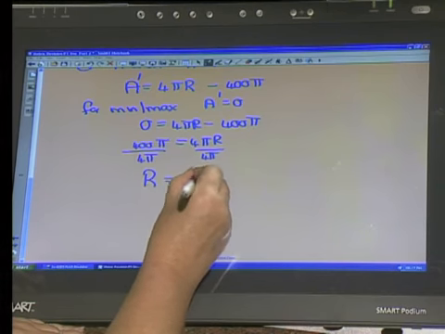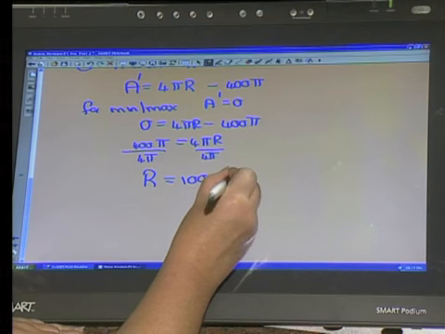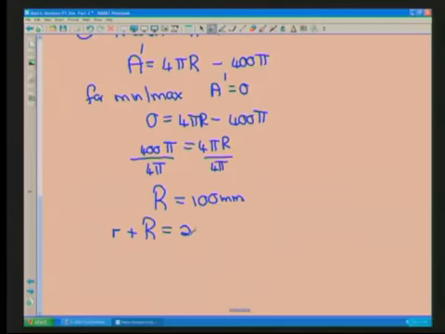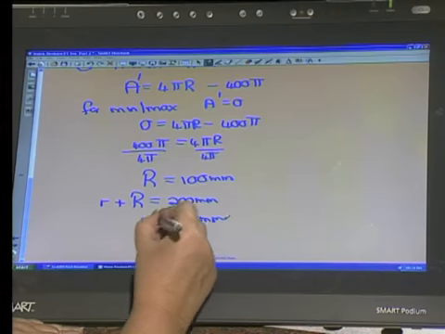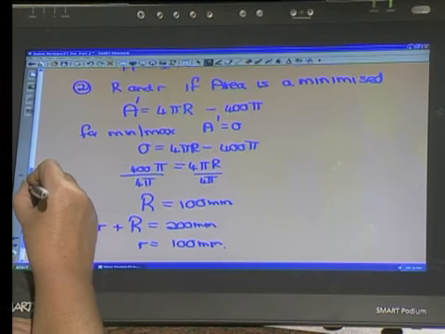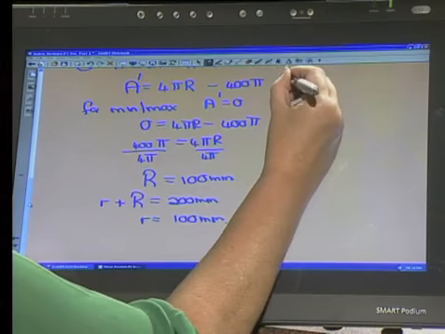to equal 100 millimeters. Now, of course, we do know that little r plus big R is equal to 200 millimeters. So what does that tell me about little r? It's also equal to 100 millimeters. I'm sorry, Sandila, I just lost you there a bit. Is that all right? You're happy that it's equal to 100 millimeters? Yes, I'm happy. Good.